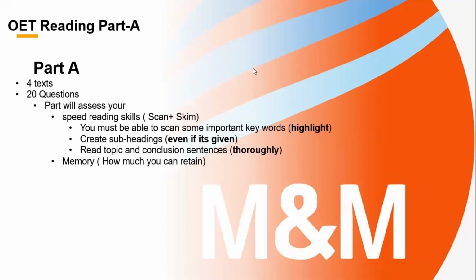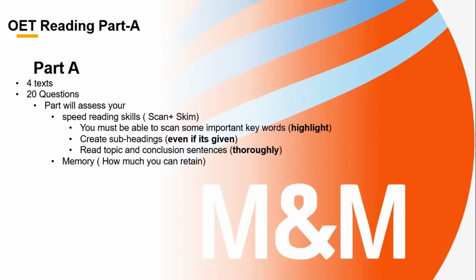Here you can see that in part A, they will be assessing your skill, how fast you can read and how much information you can retain at the same time. So it's the speed reading skill. Above that, you need to learn skimming and scanning. It's a universal skill. Skimming means to extract the gist of the paragraph just by reading the topic sentence or maybe the concluding sentence. And scanning means to mark some important keywords that you believe would be helpful to find your answer, for location and for solution.